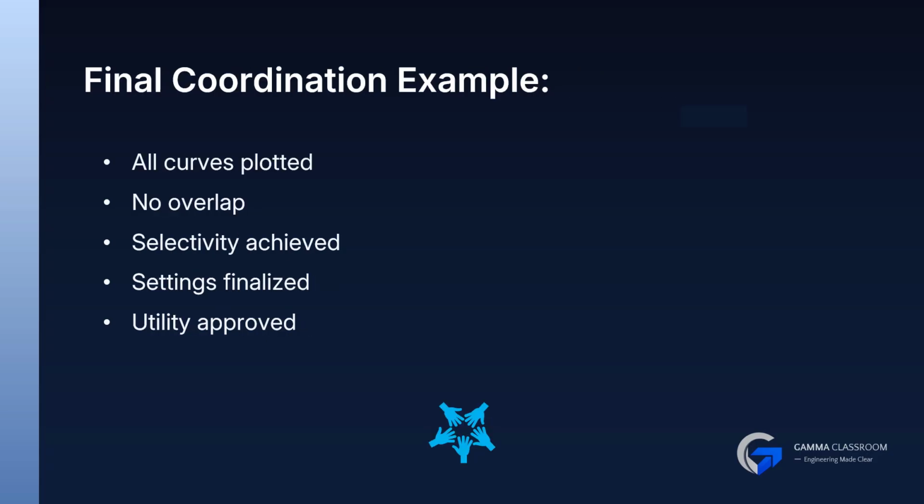This slide shows a fully coordinated system. All curves are plotted. No overlaps exist. Selectivity is achieved. Settings are finalized. Utility approval is obtained. This is the final goal of AC protection engineering.